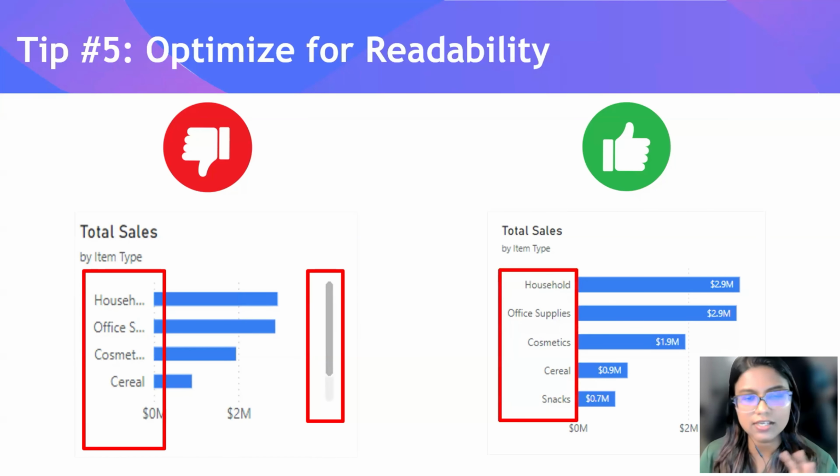On the right side, you see a visual wherein the text size is adjusted so that there are no three dots. All the axis labels are clearly visible. There is no scroll bar. Plus, we have some data labels added, which add extra value to the visuals. So basically, the users are not guessing what the value is. So this is another quick example of optimize for readability.